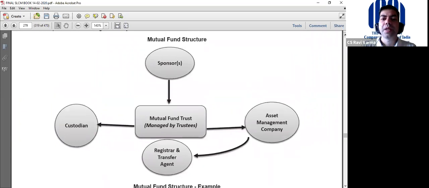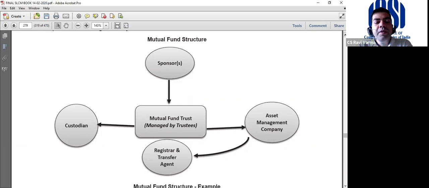A mutual fund is again a pool fund. There is a sponsor, for example, the one who will contribute the maximum towards the mutual fund. Then there is a trust, which will be managed by a trustee. Finally, it is also controlled by a company called the asset management company.